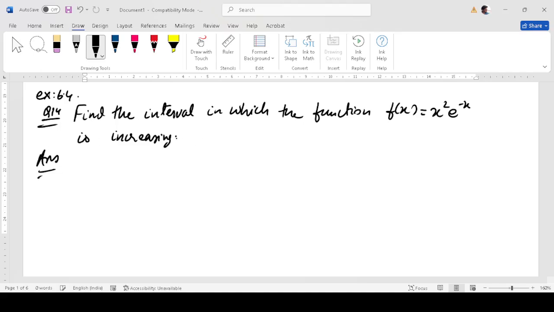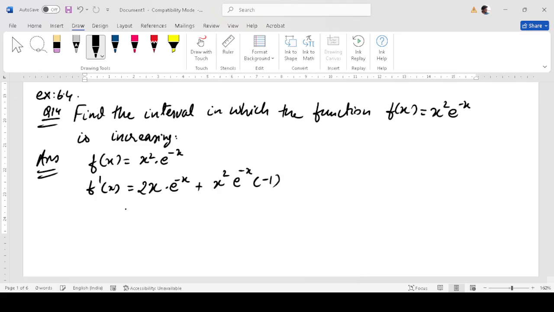So we start with the function f(x) equals x square e power minus x. Find out the first derivative. We'll be using the product rule. Let's differentiate x square first, so we get 2x e power minus x plus x square as it is. E power minus x differentiation would be e power minus x into minus 1. We can rearrange the terms and write it like this: x square e power minus x.